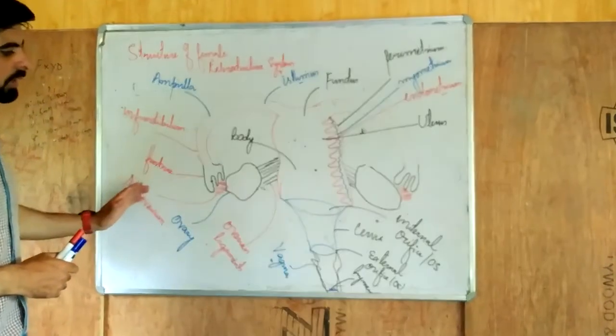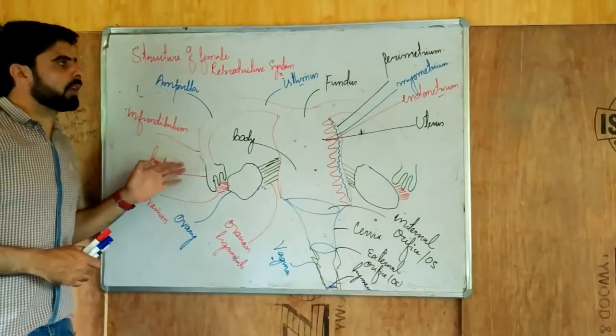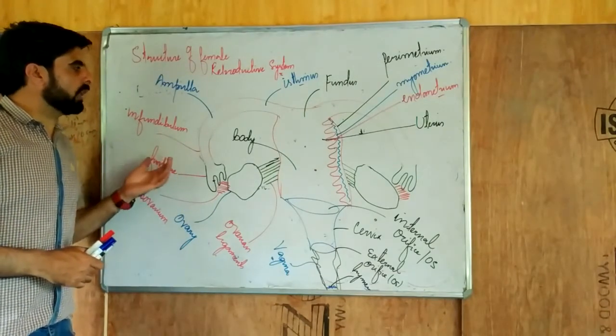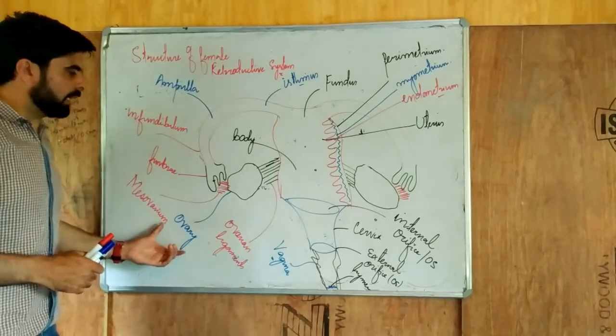So this is all about the structure of the female reproductive system. Now tomorrow we will take the first part in detail, that will be the ovary.